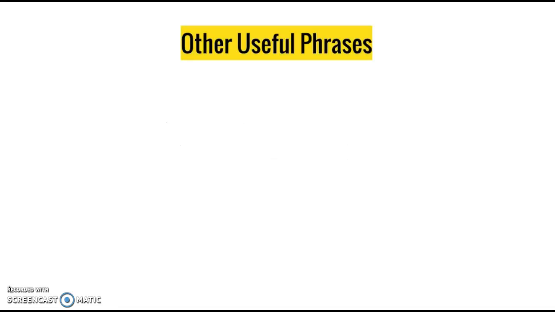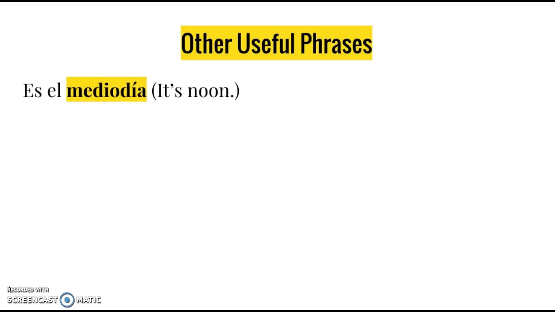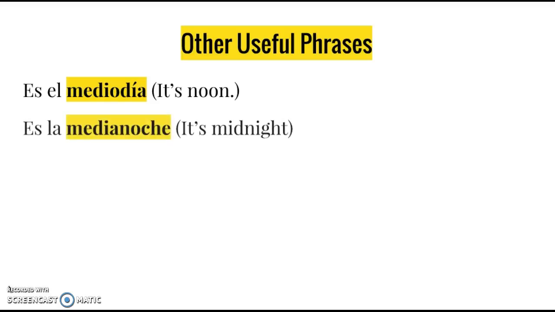There are a couple of other useful phrases that we use when we're talking about time. The word mediodía is how you say noon. So if I wanted to say it's noon, I would say es el mediodía. To say it's midnight, I would say es la medianoche.